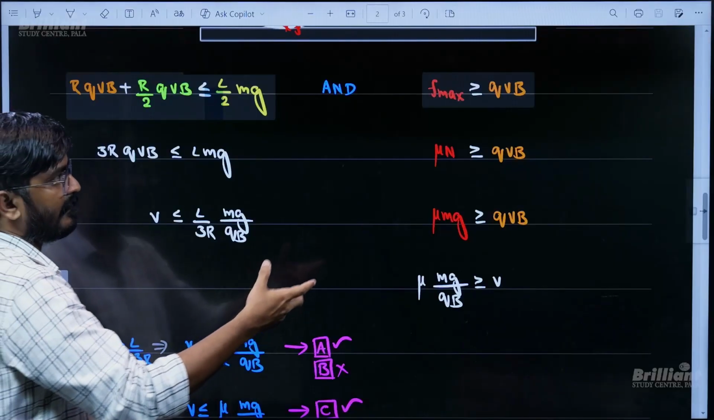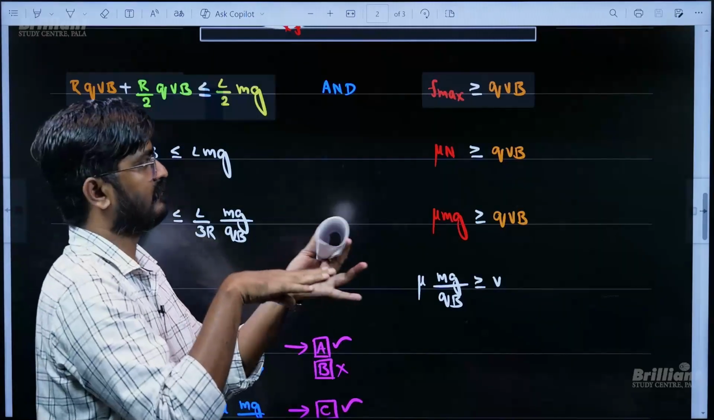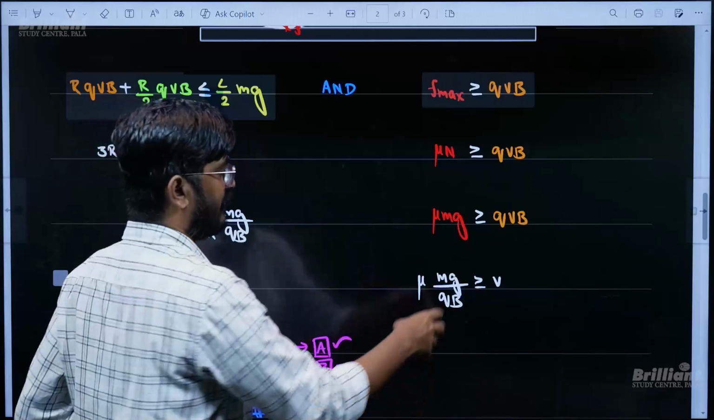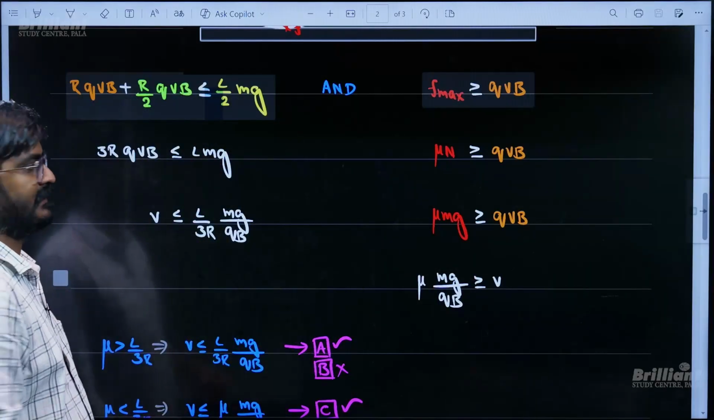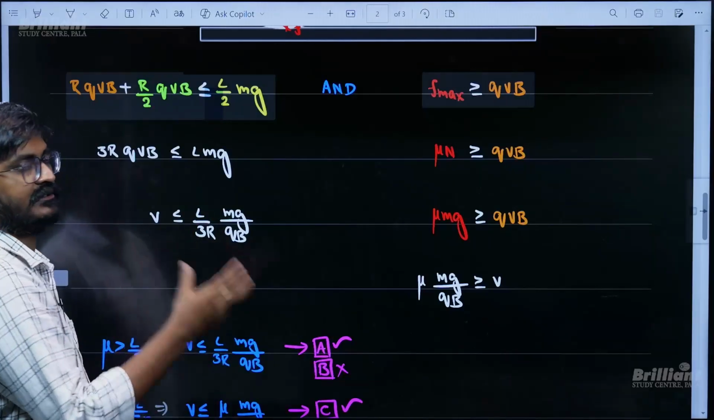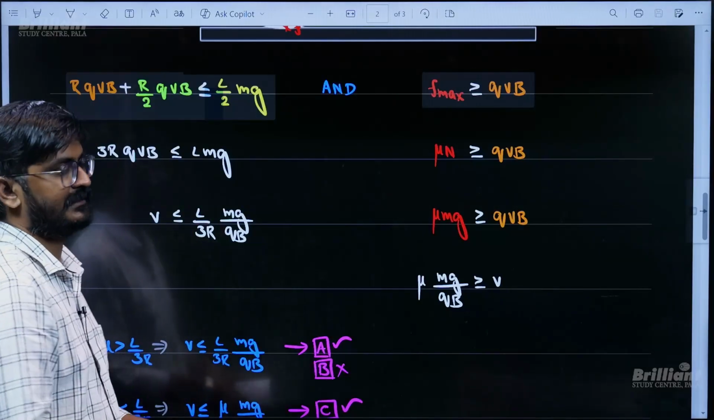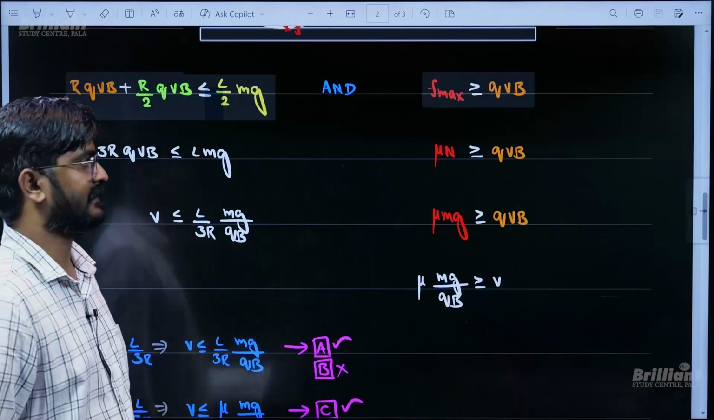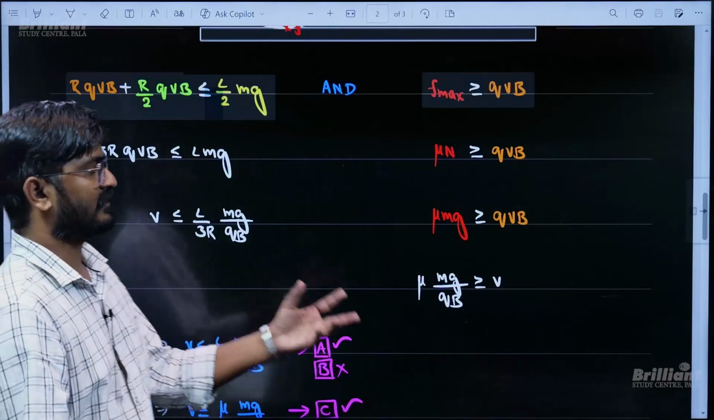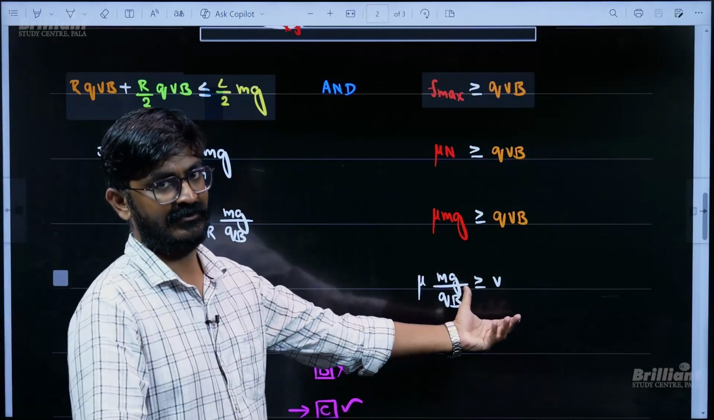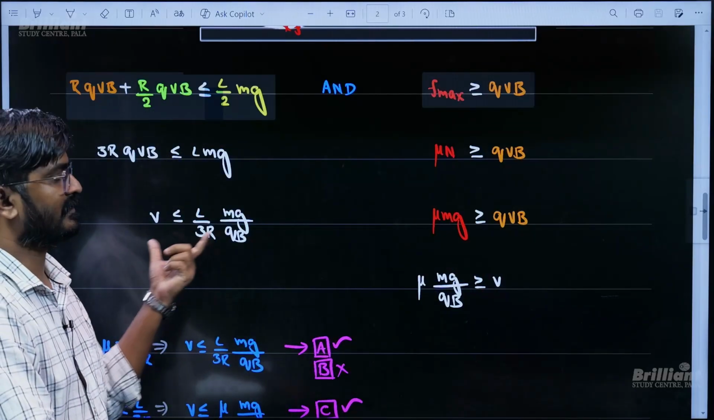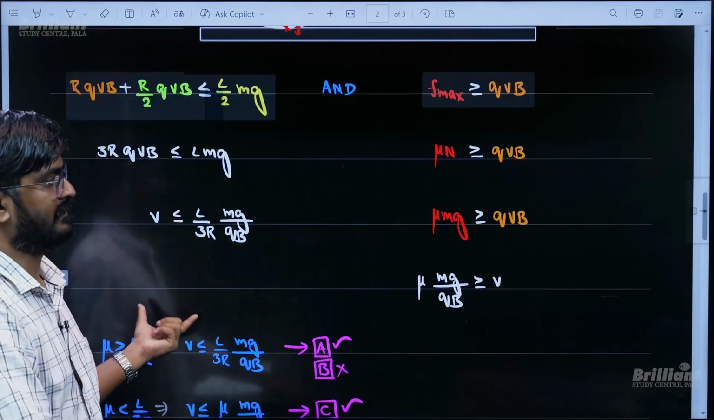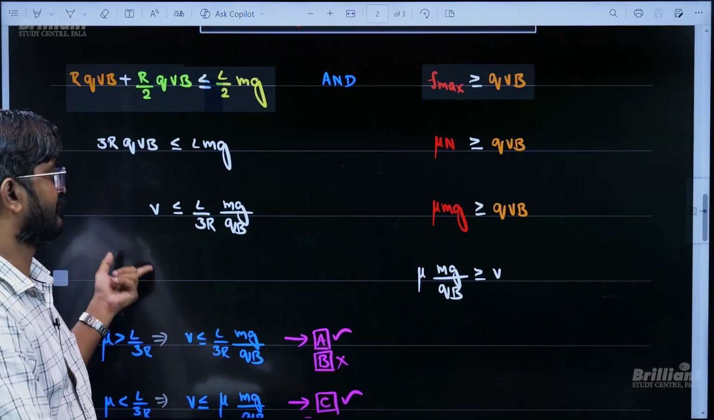So for the not sliding condition, we got velocity should be less than or equal to this, and for 2 points to be in touch, we got this condition. So velocity should satisfy both the conditions at the same time. Suppose velocity should be less than 5 here, and here we got velocity should be less than 3. So the meaning is velocity should be less than 3. It should satisfy both the conditions.